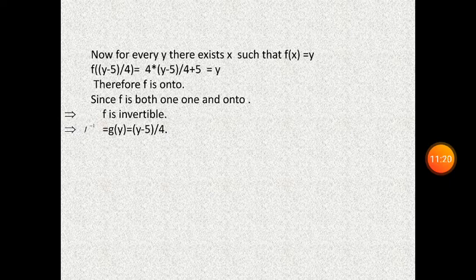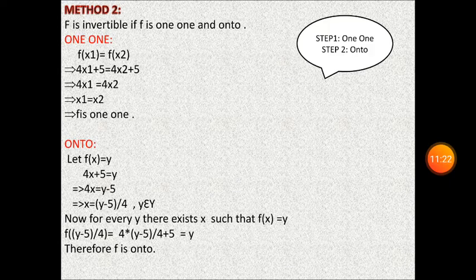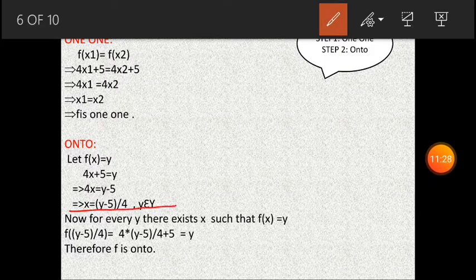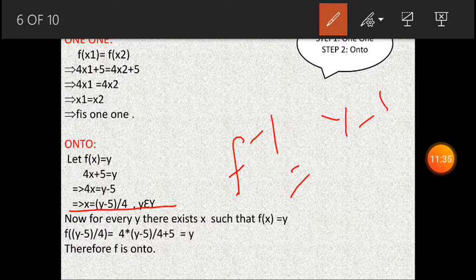Okay. Now, what is the inverse? The question arises. The inverse is nothing but whatever we have calculated, the value of x here. So x is (y minus 5) upon 4. So this is nothing but our f inverse. So our f inverse is (y minus 5) upon 4. Okay. So there are two methods, the first one as well as the second one.